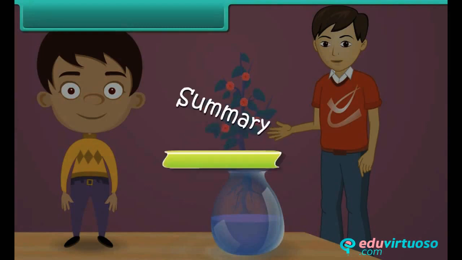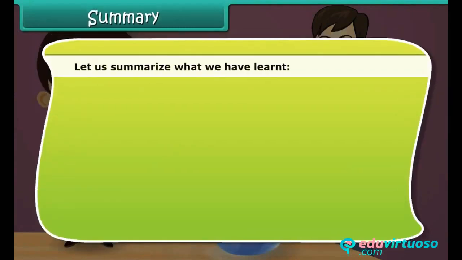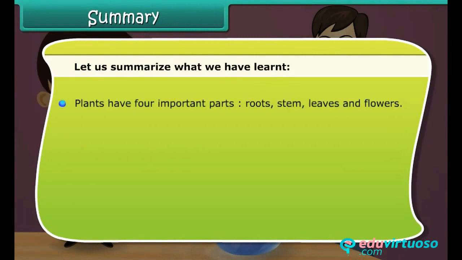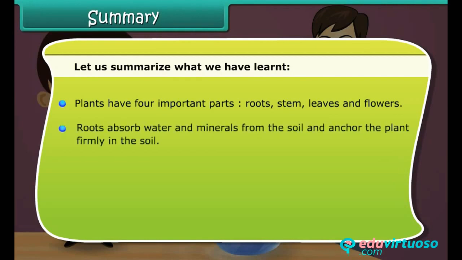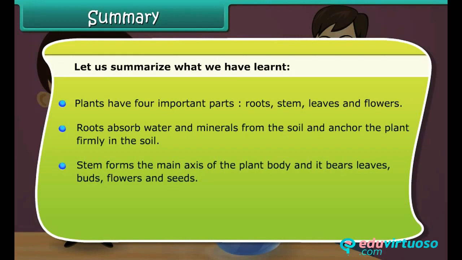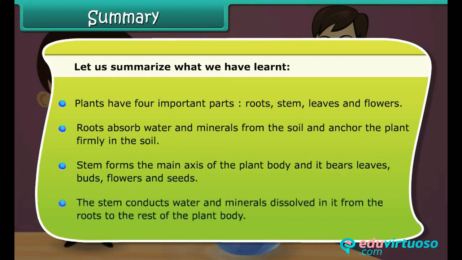Summary. Let us summarize what we have learned. Plants have four important parts: roots, stem, leaves, and flowers. Roots absorb water and minerals from the soil and anchor the plant firmly in the soil. Stem forms the main axis of the plant body, and it bears leaves, buds, flowers, and seeds. The stem conducts water and minerals dissolved in it from the roots to the rest of the plant body.